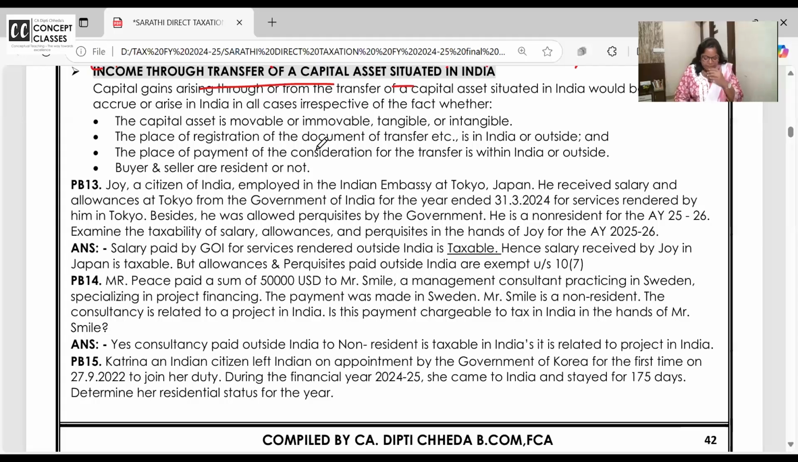Joy, citizen of India, employed in Indian embassy in Tokyo. He receives salary, allowances, perquisites all from government of India. Beside, he was allowed perquisite. He is a non-resident. Examine the salary, allowance, perquisite all. Salary paid by government of India outside India is taxable. But Joy also received allowances and perquisites. They will be exempt under section 10(7).